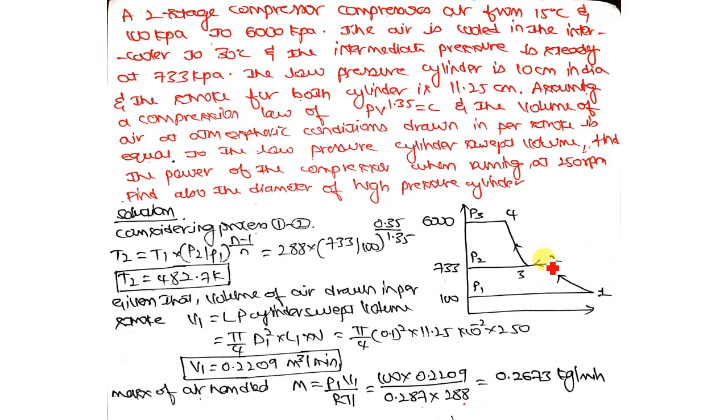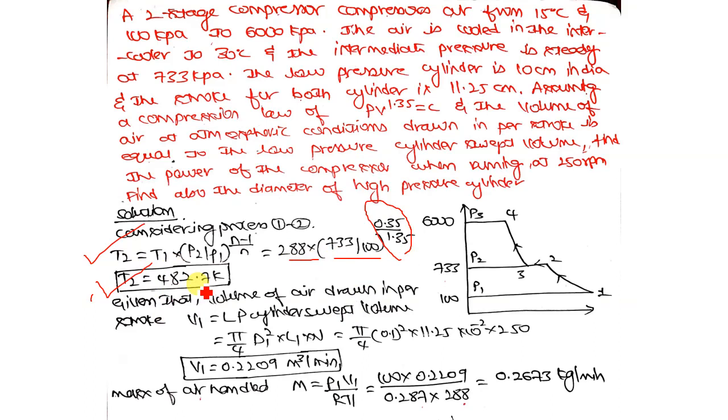If it is a polytropic process, apply the PVT conversion equation for a polytropic process. The PVT conversion equation for a polytropic process is what? It is P1 by P2 is equal to V2 by V1 whole to the power of n, that is equal to T1 by T2 whole to the power of n divided by n minus 1. Equate the pressures and temperatures, so you will get this particular expression here. Okay, so substitute the values of T1. You know the value of P2 and P1, you know the value of n. So the value of T2 is 482.7 Kelvin. So the value of T2 is this particular point here.